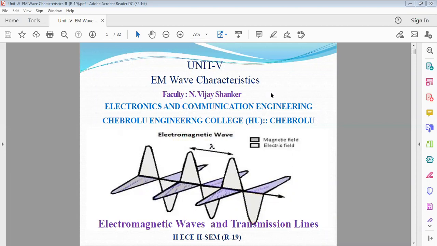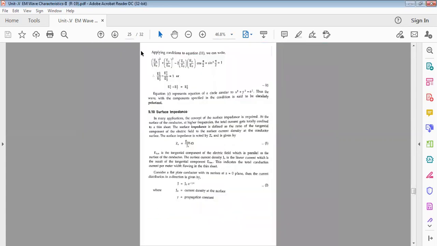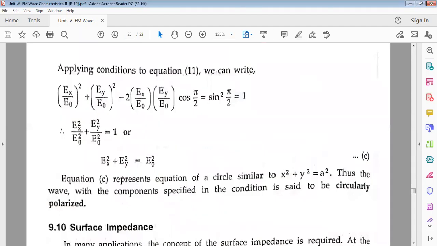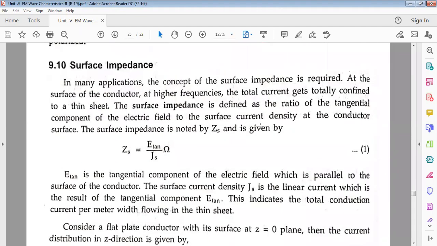Today, we are going to discuss the last topics in the 5th unit, wave characteristics. It is surface impedance for a good conductor. In the last class, we also saw surface impedance. Again, you can see what the surface impedance is, the surface impedance for a good conductor, and the Poynting theorem or the Poynting vector.